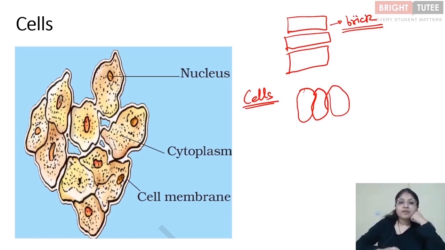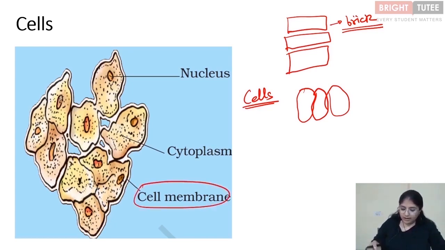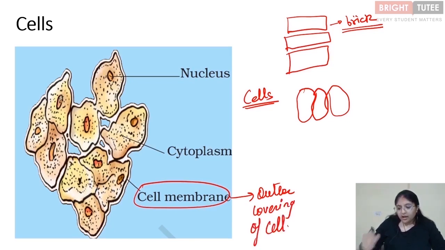Let's understand the different structures that are associated with the cell. So first of all, the cell is enclosed by an outer layer called the membrane, right? So this is known as the cell membrane. It is the outer covering of the cell, right? Then we have another part of the cell that is known as the cytoplasm. It is the jelly-like substance which is contained inside this cell membrane, right?